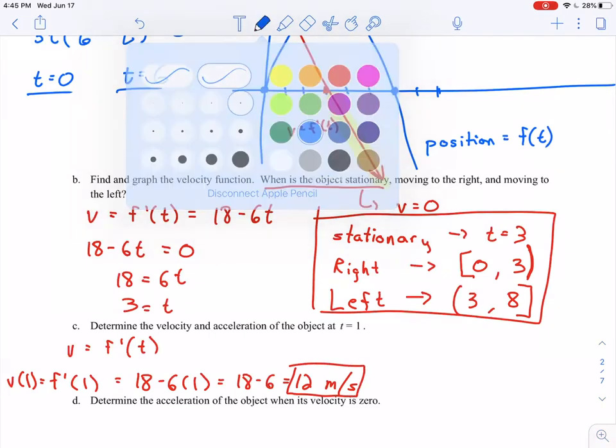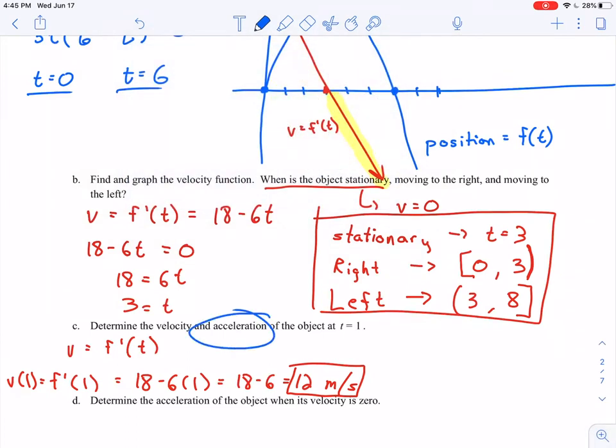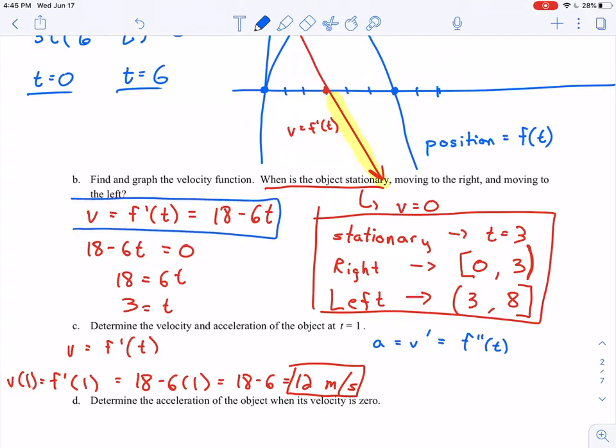We don't have the acceleration function yet, so let's go and find it. Remember, the acceleration is just the derivative of velocity, which is the second derivative of the position function, f double prime of t. So I'm going to look at my velocity function, which is this one right here. I'll go ahead and highlight it: 18 minus 6t. The derivative, the acceleration function, which is f double prime of t, is equal to negative 6. Because 18 is a constant, that drops off, and negative 6t just becomes negative 6 using our power rule.